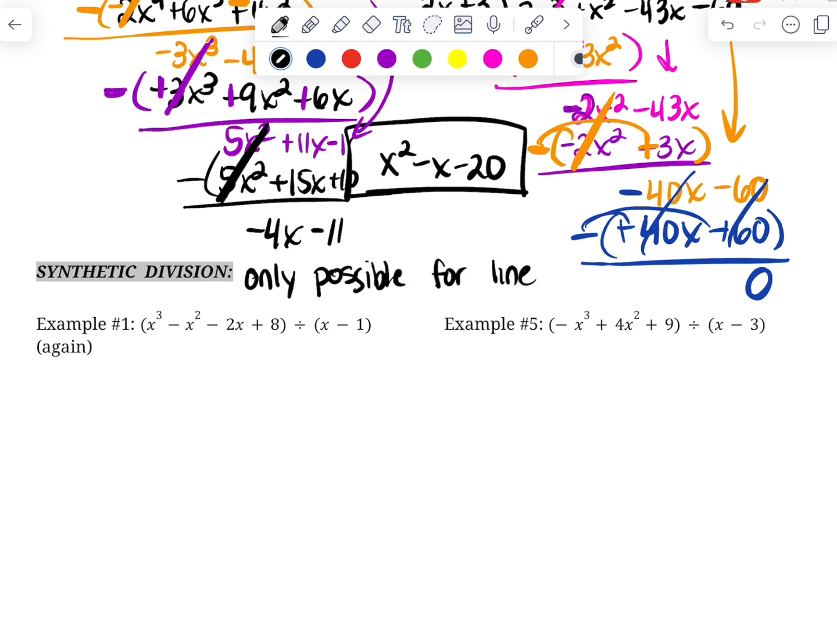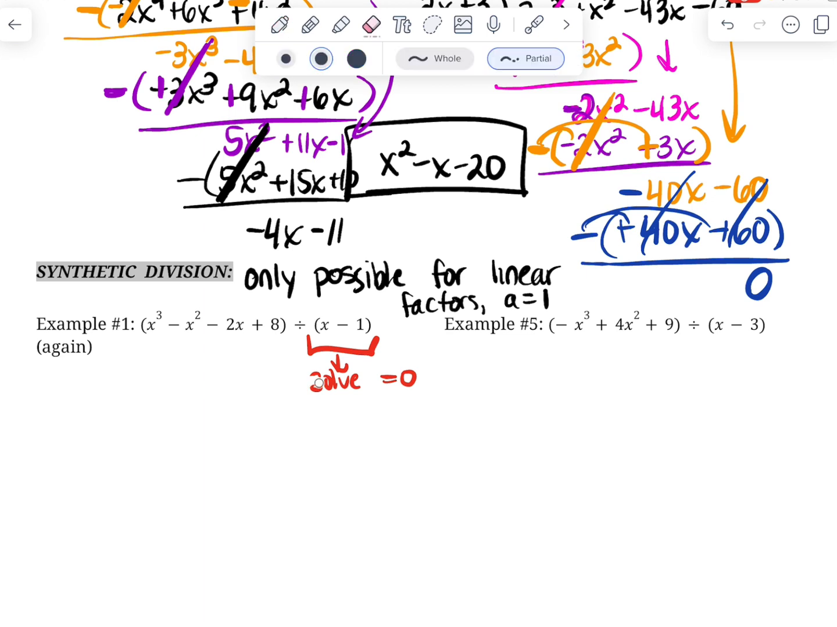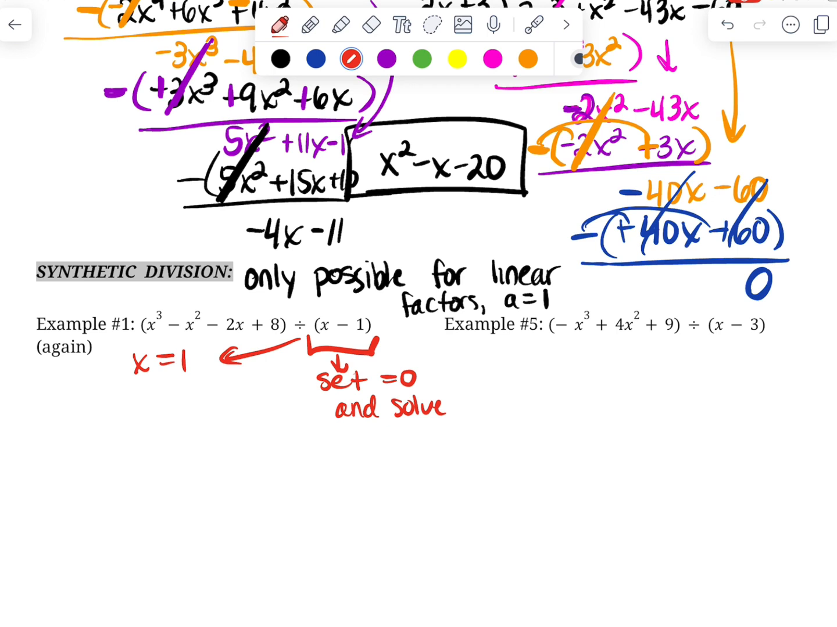Synthetic division is only possible for linear factors where a equals 1. Okay, that's the only time you want to use synthetic division. So notice I've got x minus 1. That's a linear factor. And here's what you do. Set equal to 0 and solve. This isn't a solving technique, I just mean set the factor equal to 0. So what does that mean? That means I'm looking at x equals 1. Okay? So what I'm going to do is I'm going to take my root. We'll call that my root or my x-intercept.